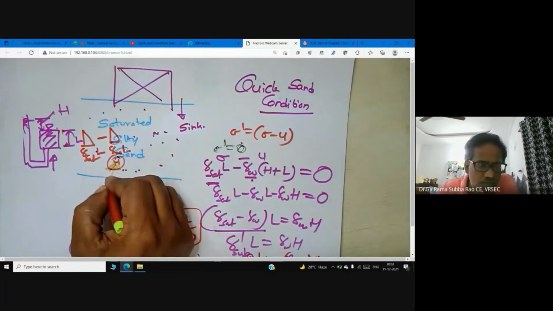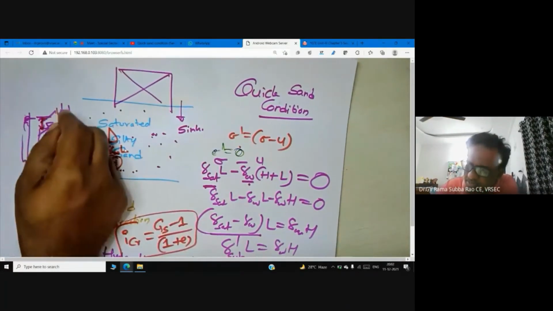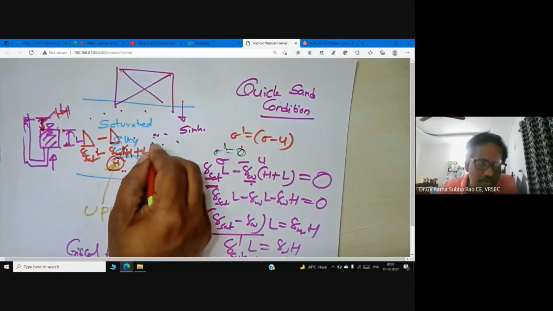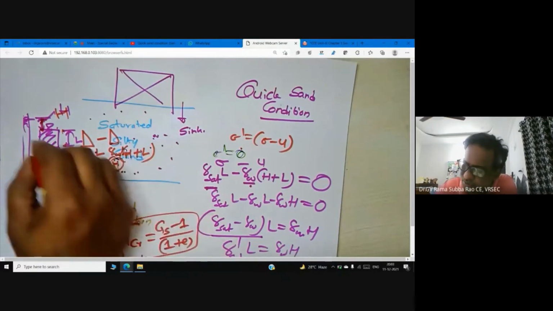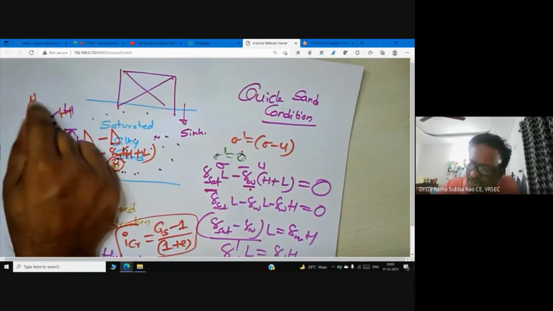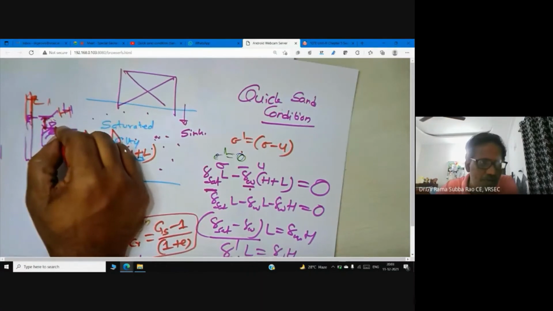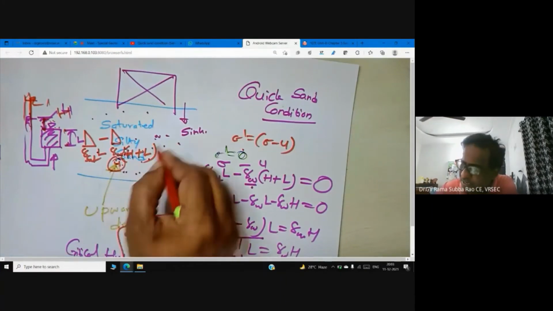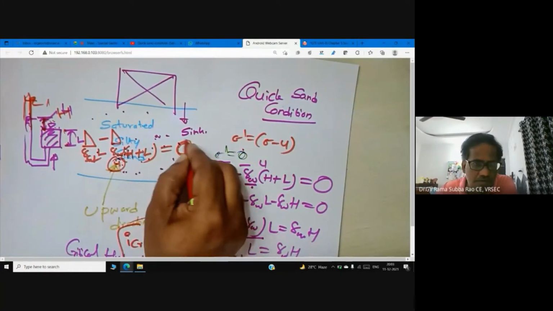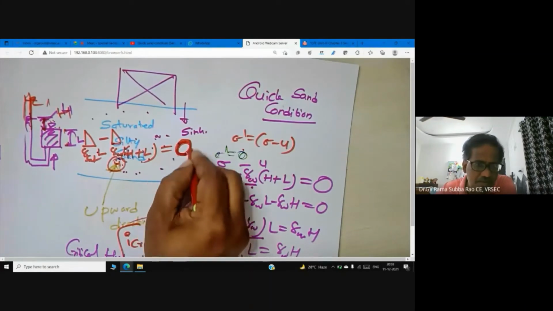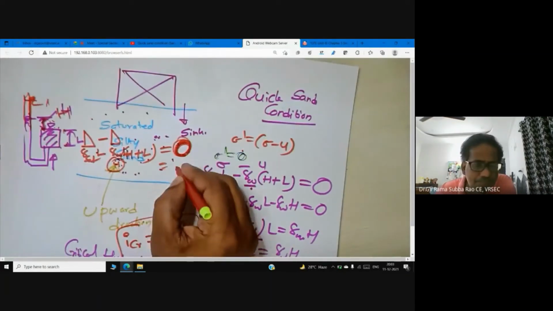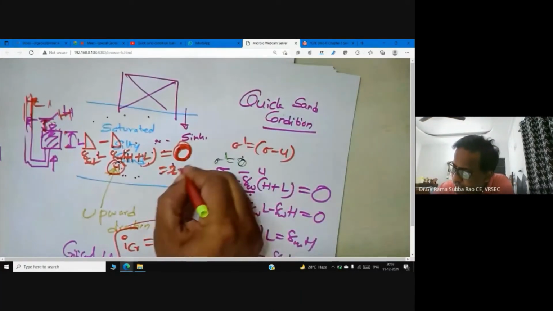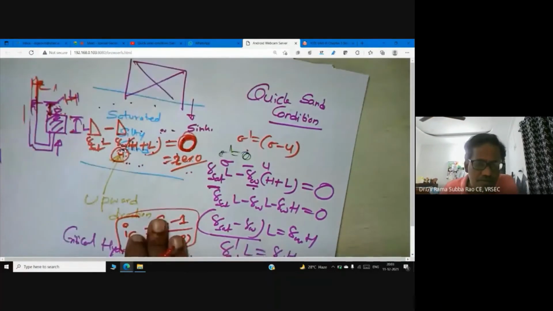We have a question. What is happening now? The head is in the picture. Now gamma W into (H plus L). It's not just L because you are increasing the head. Now the head is also acting as a pore water pressure. So don't write just gamma W into L. Now gamma W into (H plus L), and effective stress becomes 0.